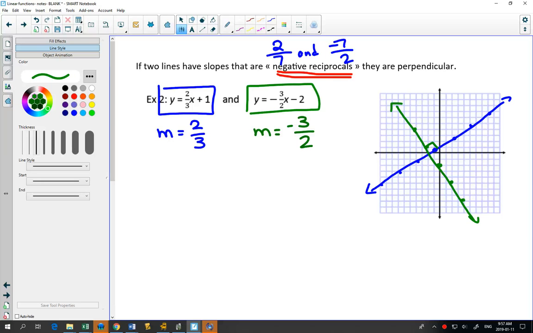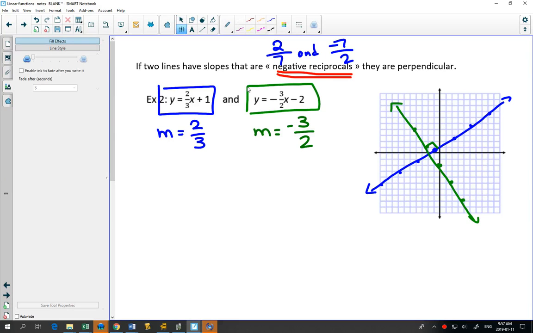If you look at it from a specific point, so I'm just going to take a random point here. For one, I'm going to do a slope of 2/3, which means up 2 over 3. And for the other one, I'm going to go down 3 over 2. You will always get a 90-degree angle when you do that. So if the slopes are negative reciprocals, the lines are perpendicular.